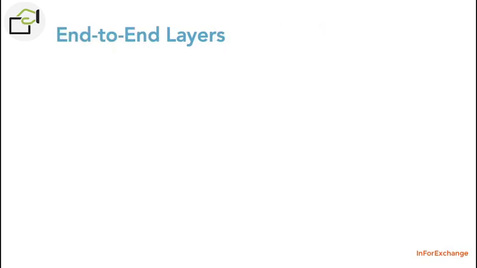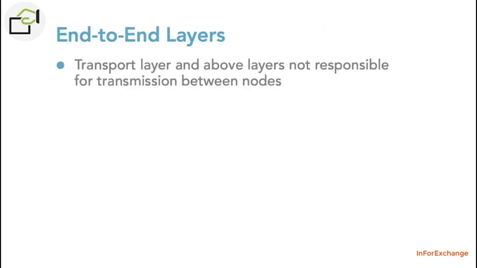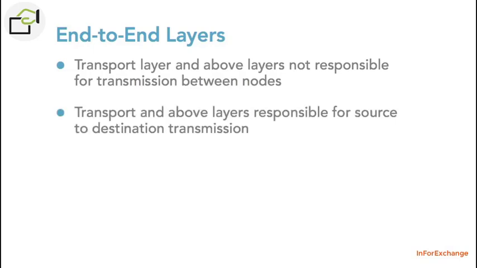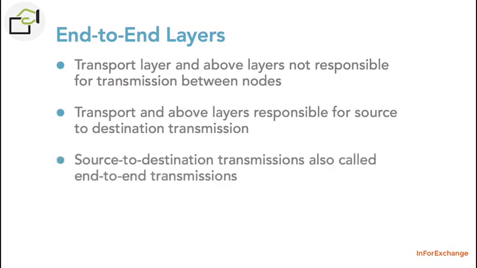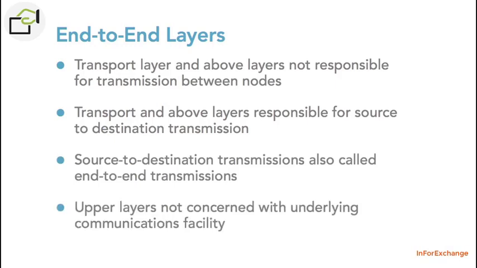One thing to keep in mind about the transport layer is that the transport layer and those above it are not responsible for the transmission between nodes. That is the job of the network layer and the data link layer in particular. However, the transport layer and those above it are responsible for source to destination transmission. This is what is called end-to-end transmission. Upper layer protocols do not need to concern themselves with the underlying communications facility of the network. That is the responsibility of the network layer and the data link layer below it.